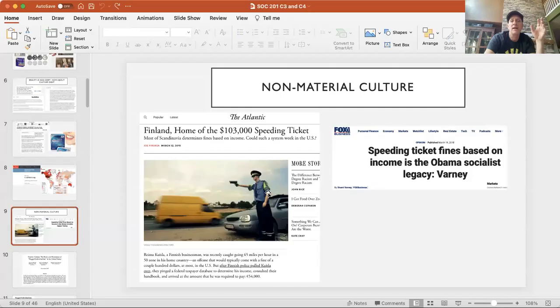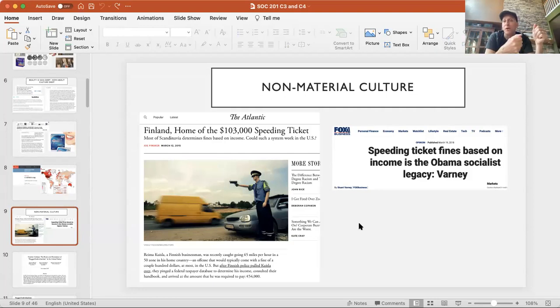In our culture, our way of thinking about fairness is that the same fine for everyone is fair. In Finland, and not only in Finland but other European countries as well, the fine is commensurate with income bracket. So you get pulled over for a speeding ticket, and the officer asks you for your ID.